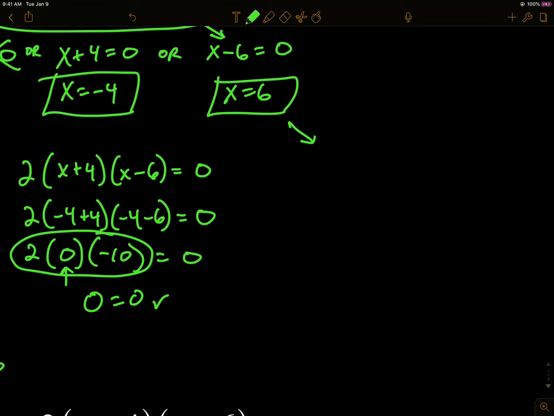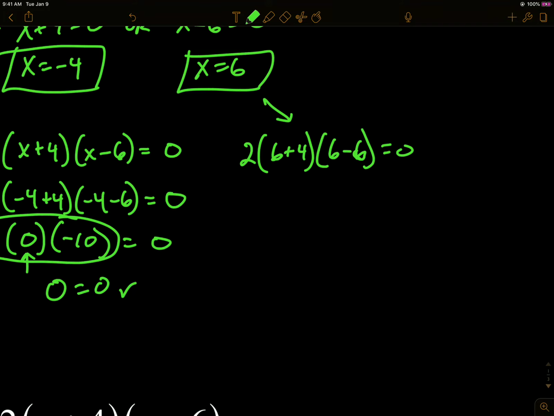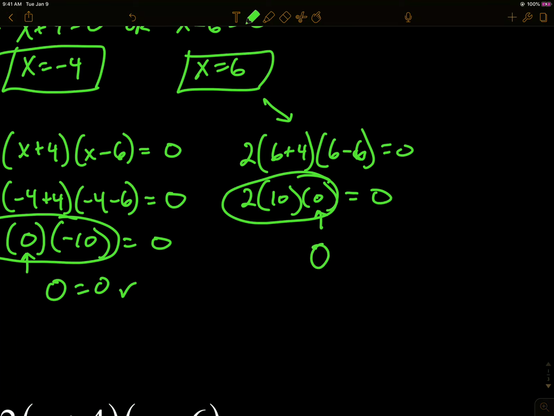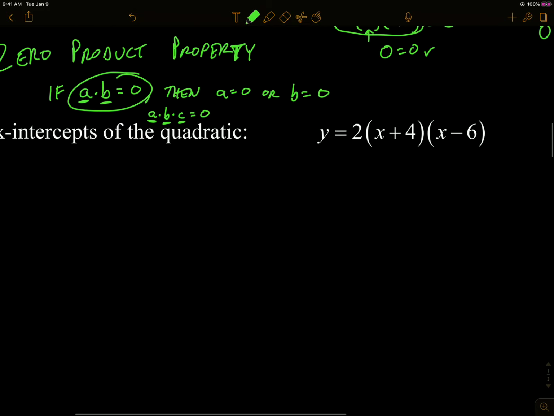The other solution, x equals 6, if I plug that in for x in both spots, that's also a solution, because I get 2 times 10 times 0, and since this factor is 0, the zero product property says that this whole product, if I multiply all that together, will equal 0, and that's a true statement. That's why those two are solutions.